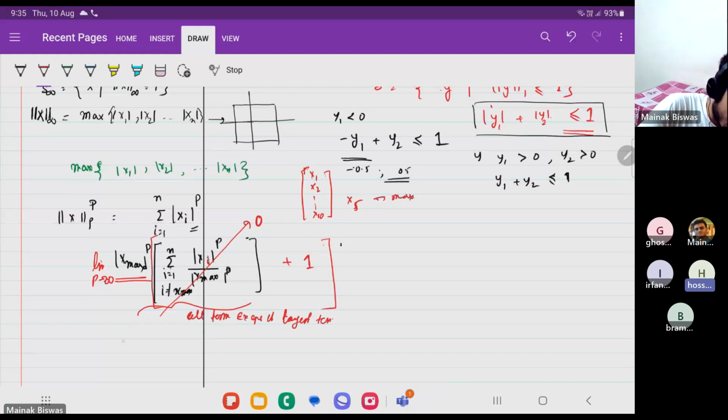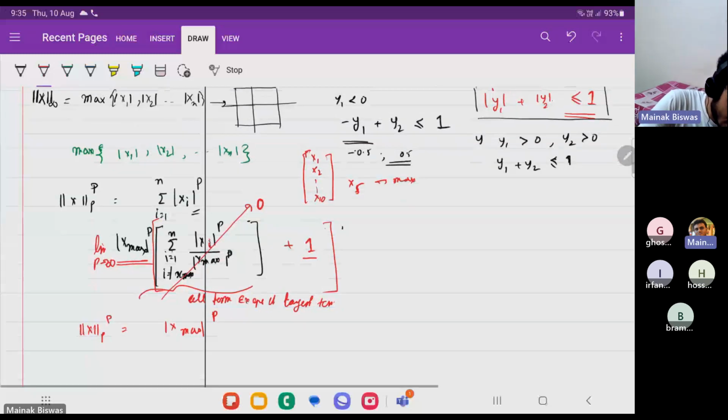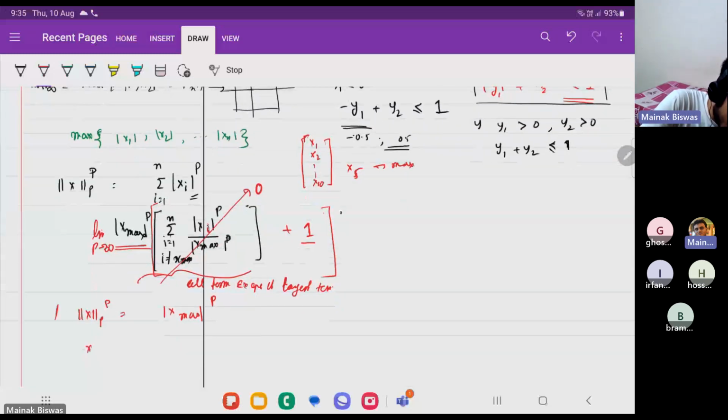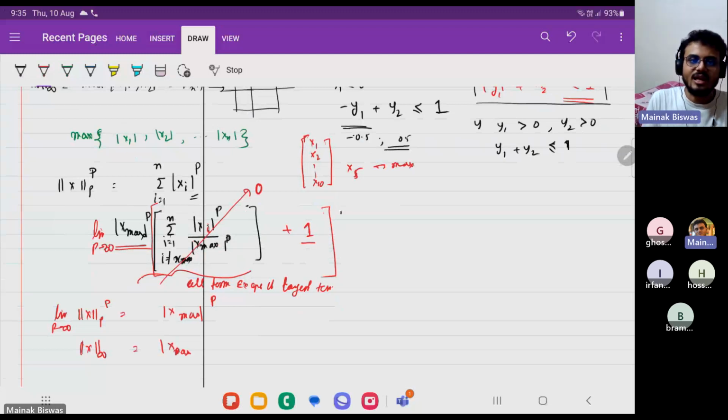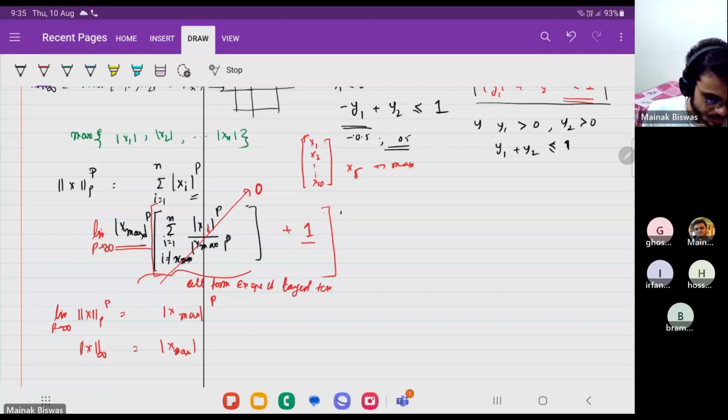And yes, so 1 will remain, or x_i to the power p will remain. So do you see that as the limit of p tends to infinity, the infinity norm is the max norm of x? There is some technicality which I have left behind, but generally speaking, you can take the p norm to be infinity and show that this is the case, right?